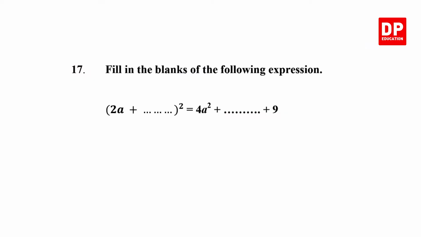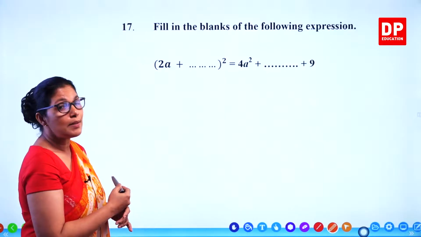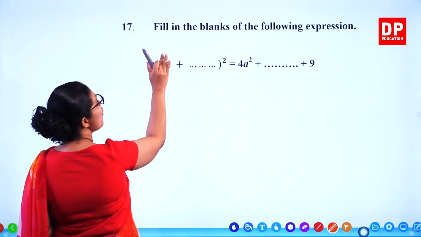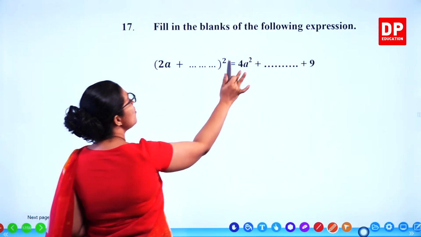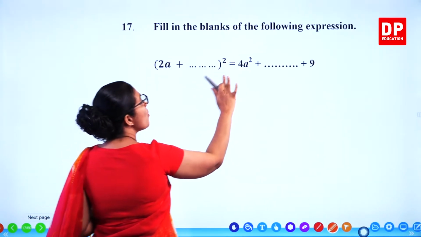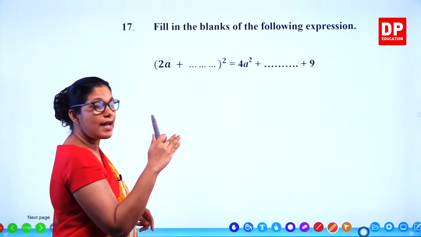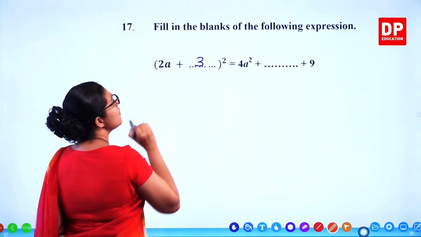Question number 17. Fill in the blanks of the following expression. So square term is there. So how do you find out the square term? You take the square of the first term. 2a into 2a, you get 4a squared. The square term of the second term is 9. So what is the square root of 9? That's 3. So you get 3 here.